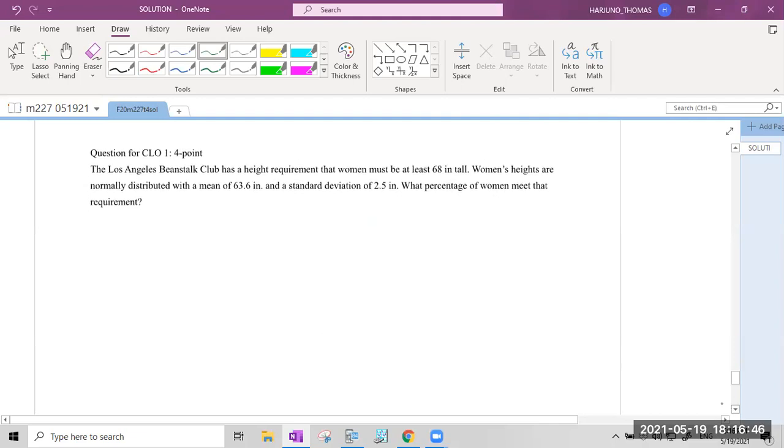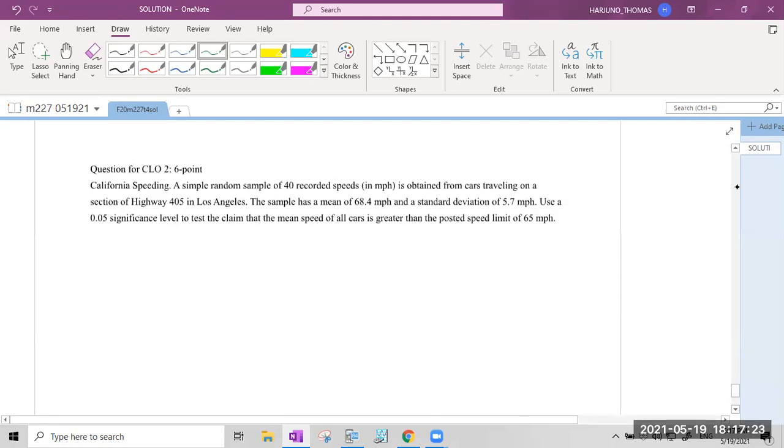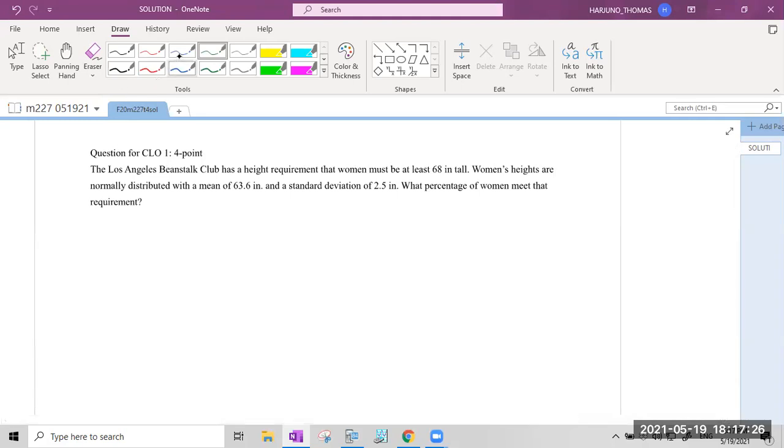Oh, the last page, question for CLO. CLO is course learning outcomes. These questions were from the math department at East LA College. They asked me, Thomas, can you put this question in your class? In your class, we would like to see the result. So question number 1 is 4 points, and question 2 you see below is 6 points. Let's work this out.